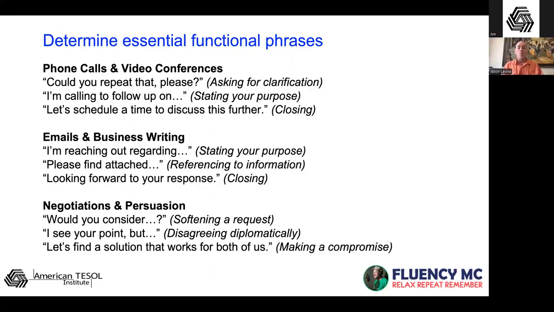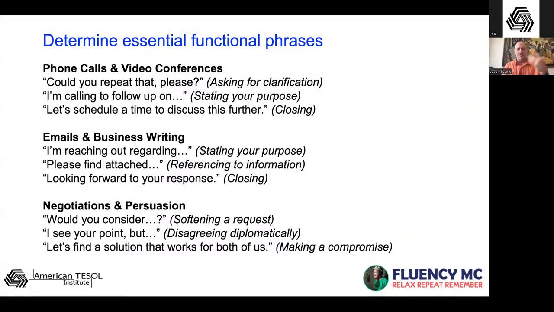So one thing I did not do here, and I should have, you're going to see it in some other slides, is to put the stress. So, could you repeat that, please? All right. I'm calling to follow up on.